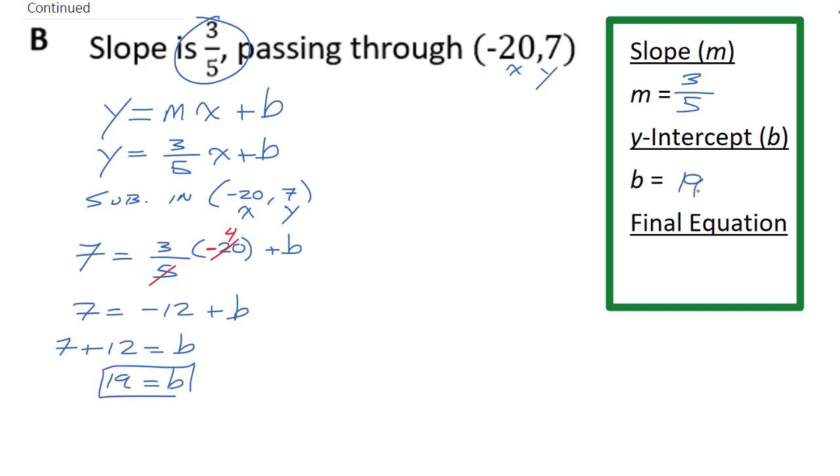I just wanted to show you, hey, don't forget you can reduce. And if you can't reduce, which we'll run into some eventually, you're just going to have to get a common denominator. All right, so let's write our final equation. Replace the m with 3/5, which they gave us, and b is 19. All right, so let's move on to the next one.